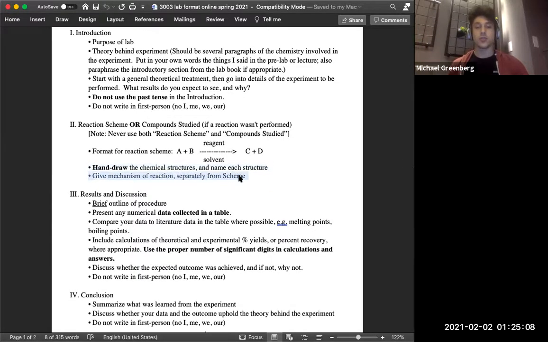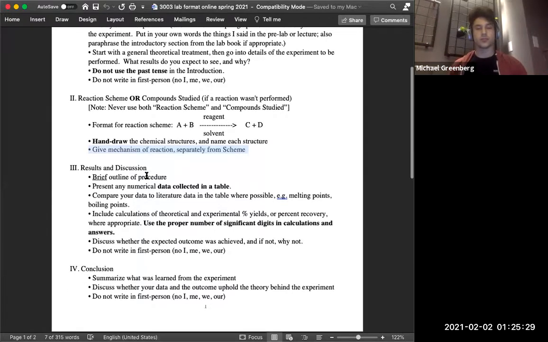And then you give the mechanism. So you have a reaction scheme, which is the general reaction and final product. Here are the things that you're using. Here are the final products that you're making. And then, of course, you're going to have the mechanism, which is the exact flow of electrons, the exact changing of the bonds step by step, so in full detail.